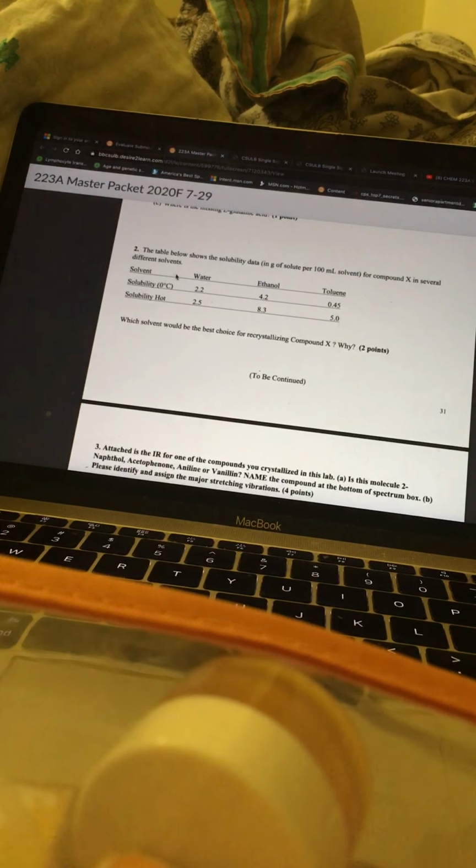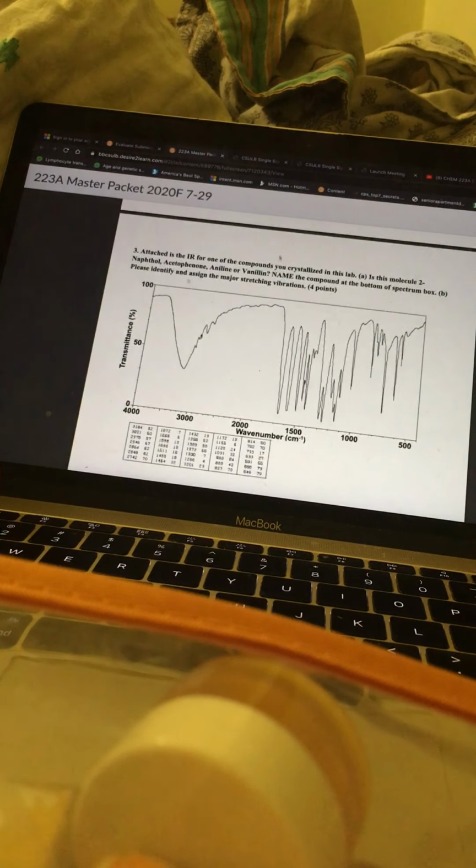Question 2 is similar. You have the solubility in different solvents, water, ethanol, toluene, and then comparing the temperatures at 0 degrees and hot temperatures. You can see there's an increase in the solubility. So there's data comparing that. Then answer the question, which solvent would be the best choice for recrystallization? This goes back to the discussion that we had in the beginning of the lab today.